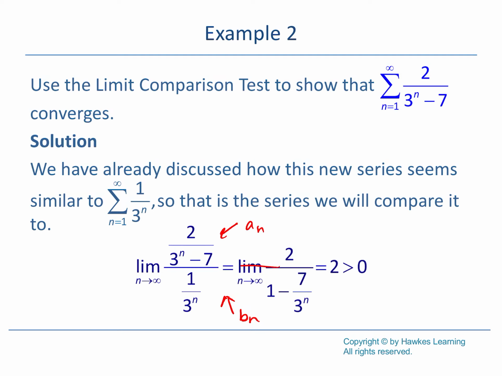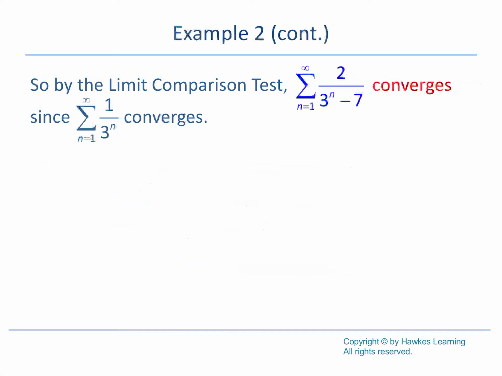But fundamentally, we're coming out to a constant number here, which means that the unfamiliar series and the familiar series both converge or diverge together. And therefore, this unfamiliar series converges, just like the geometric series. Cool.